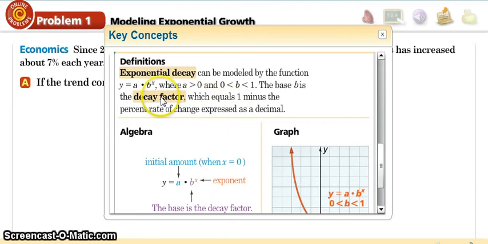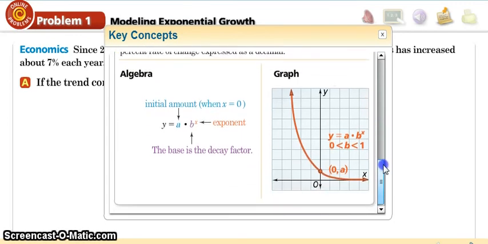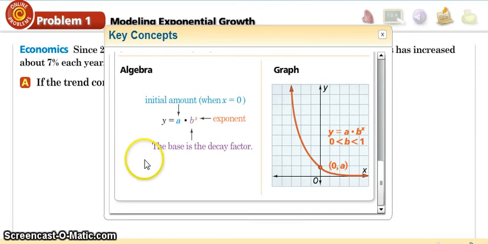So your decay factor, again, is your B, and it's going to be between 0 and 1, because you take that 100%, that 1, and subtract out your percent as it's expressed as a decimal. So if we look at our algebra and graph here together, again, they have highlighted here and shown you what each one of these parts mean in your exponential function. Your initial amount, again, is A. B is your decay factor. Remember, decay factor has to be between 0 and 1. And obviously, X is your exponent.